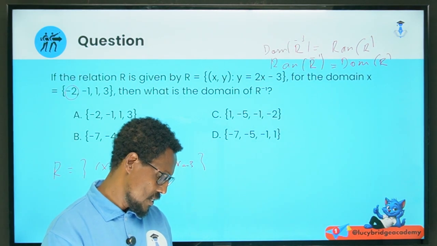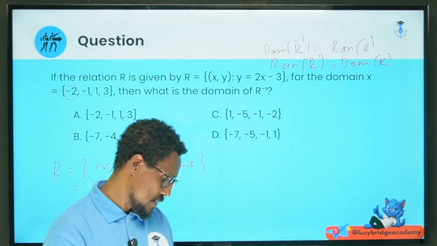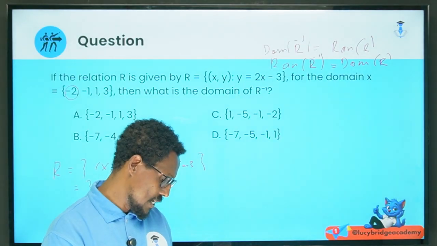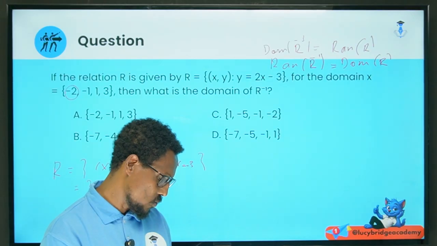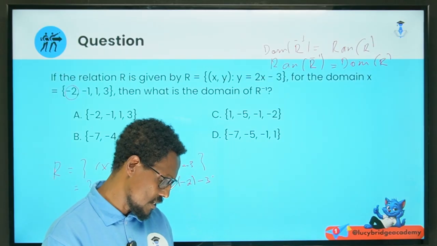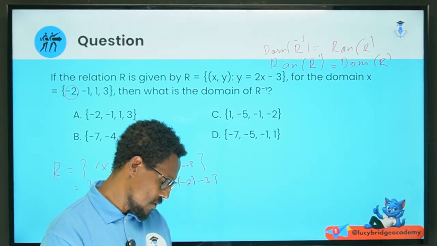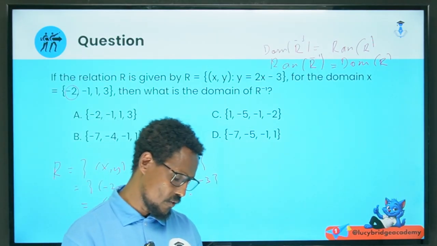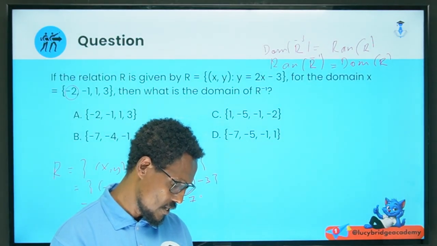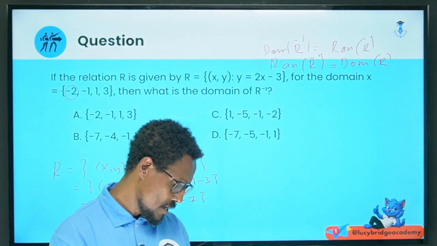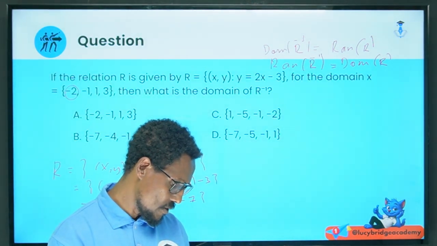Okay, so let me take. We substitute -2 in place of x, and what will the value of y be? y is equal to 2 times, in place of x we substituted -2, minus 3. Now what does this become? y is equal to 2 times -2, which is -4, -4 -3 is -7. Okay, therefore this means (-2, -7) is an element of r.